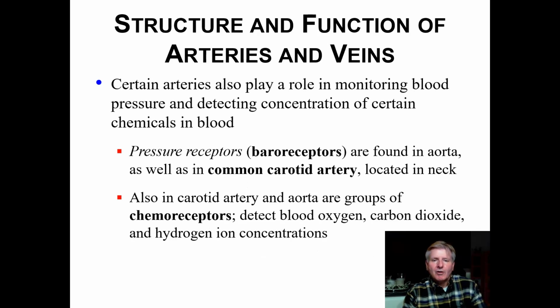Certain arteries also play an important role in monitoring blood pressure and detecting certain chemicals in the blood. Pressure receptors, or baroreceptors, are found in the aorta as well as in the common carotid artery in the neck. Chemoreceptors are also present in the carotid artery and the aorta, called the carotid and aortic bodies. These are groups of chemoreceptors which detect blood oxygen levels and carbon dioxide levels, as well as hydrogen ion levels.